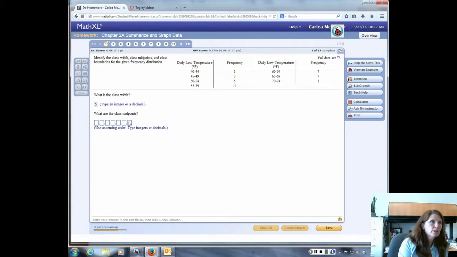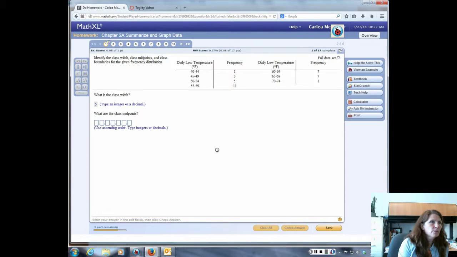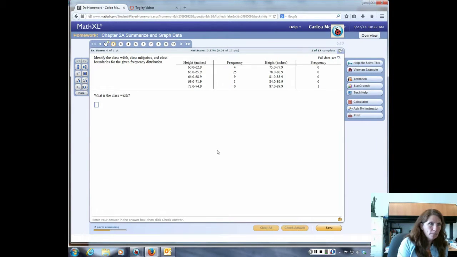You enter your midpoints there and then your next one. They hate it when you leave a question, but I'm really going to leave it. That's why it's counting it wrong. So for this one, it's the same type of thing.